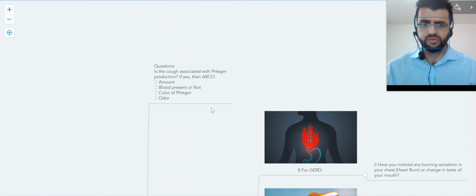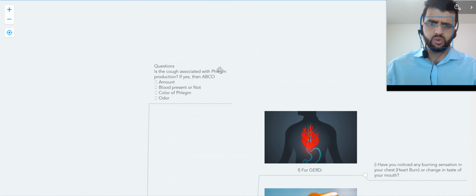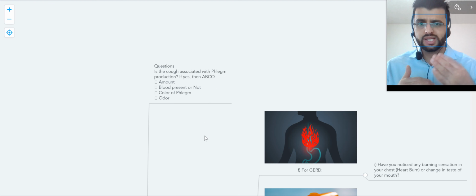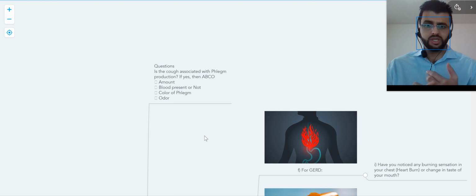So first off, before we go to the differentials, there are questions that you ask. Is the cough associated with a phlegm? This is important. So it's productive. If there's a phlegm, then we ask A, B, C, O. A for amount, B, blood. Is there blood or not? C for color of the phlegm. What color is it? O for the odor of the phlegm.